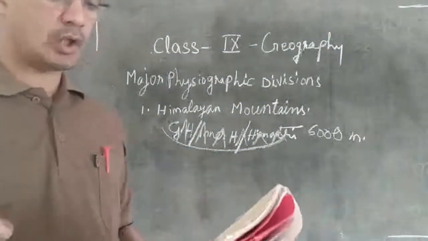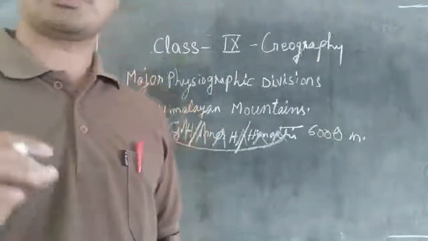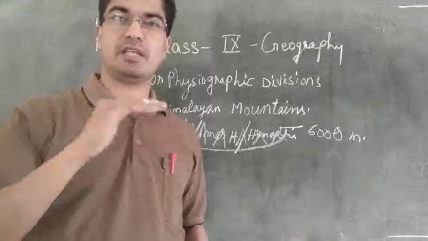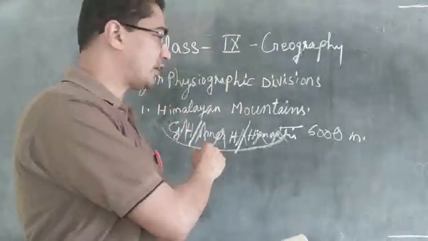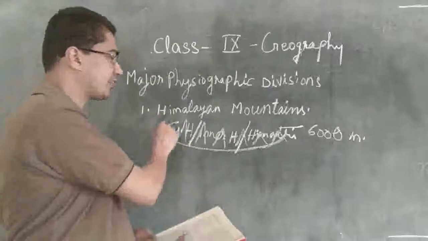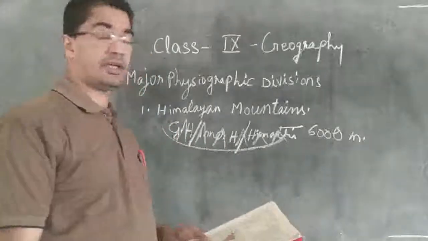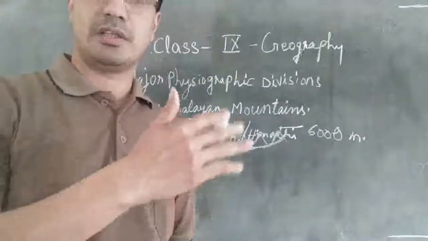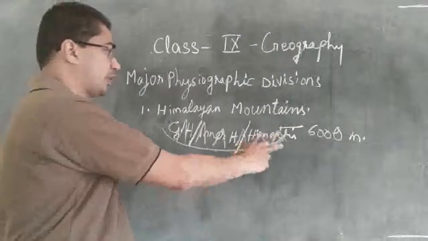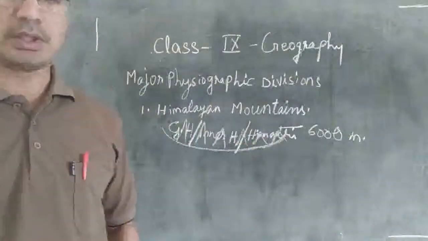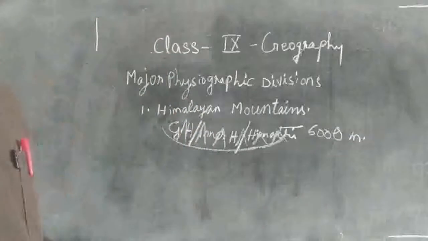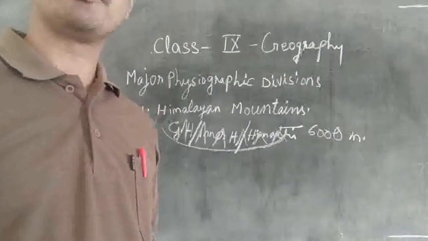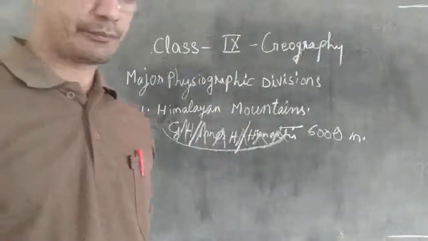And it contains all the prominent Himalayan peaks. Prominent means important. All the important peaks in this Himalayan mountain will be found in this range, Great Himalaya or Inner Himalaya. They will not be in other ranges, but most of the prominent, important ones will be found in this range called Himadri or Great Himalaya, or it is also called Inner Himalaya.